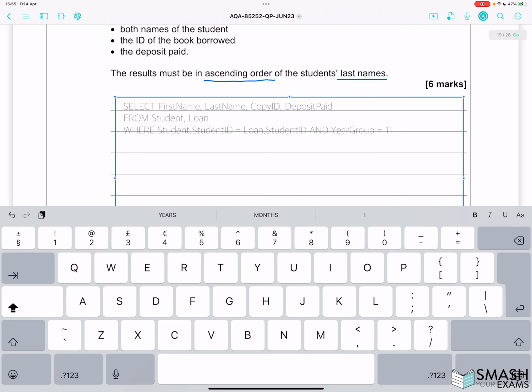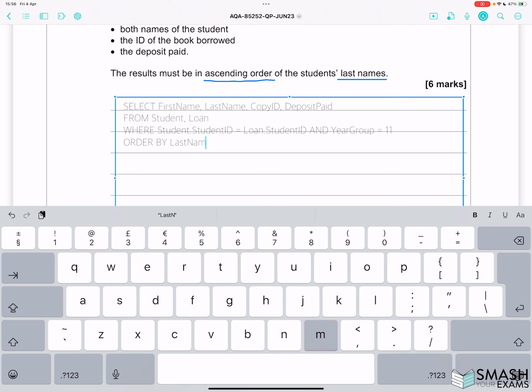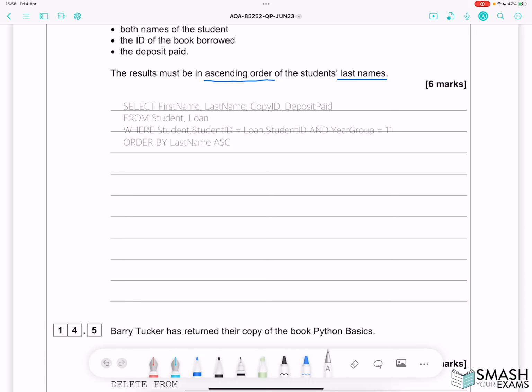So to do the order, we say order by. And what are we ordering it by? It's asking us to order it by their last name. So we'll do that, last name. And it's asking us for ascending order. So we put ASC for ascending. Okay. And that would give us a complete rundown for the marks there.